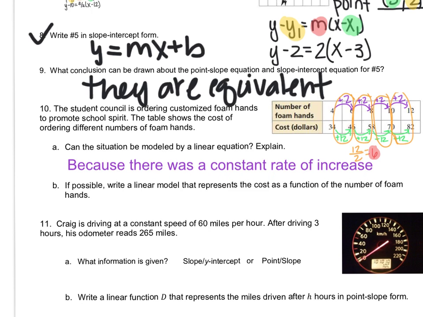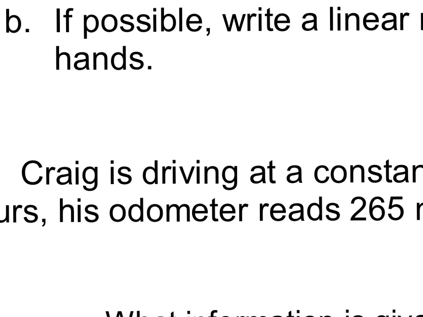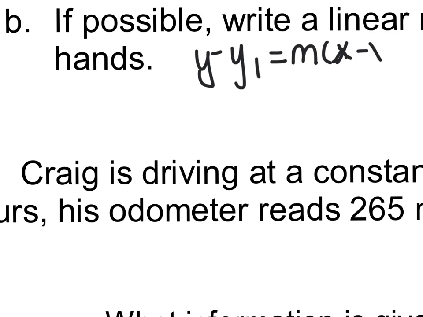So part B says to write a linear model that represents the cost as a function of the number of foam hands. So what that means is I need to write this in point slope form to start off with. y minus y1 equals m times x minus x1. So recall, we already found our slope. We said our slope was 6. So now we just need a point.